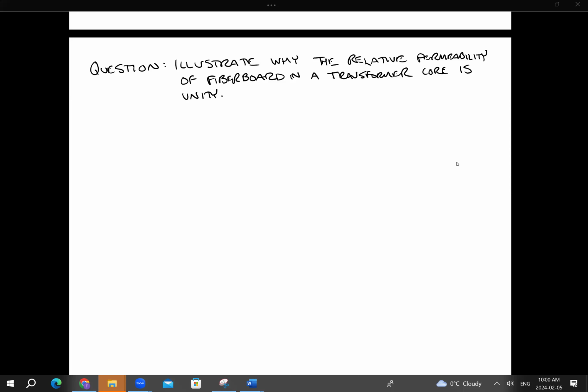So in this question, it's just illustrate mathematically why the relative permeability of fiberboard in a transformer core is that of unity, or 1. So if I were to illustrate this, I would say the relative permeability is simply the ratio of the permeability of the material over the permeability of free space, by definition, where the permeability of free space is equal to 4 pi times 10 to the negative 7 by definition.